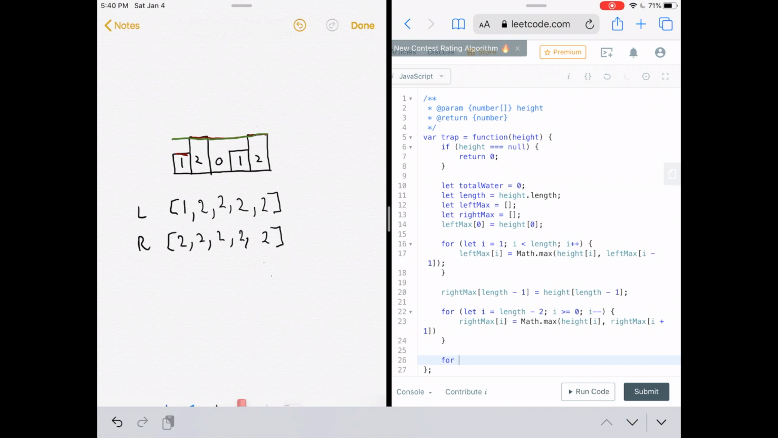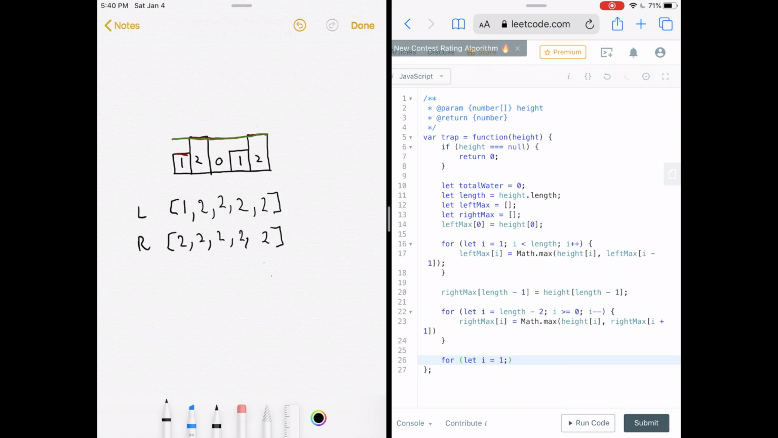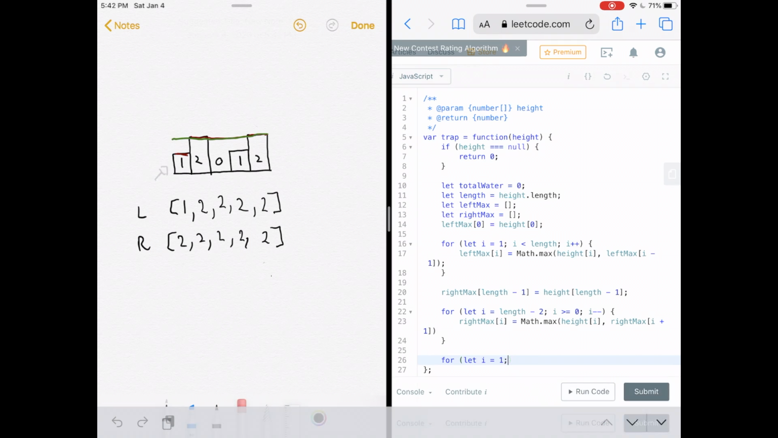So that would be for let i equal 1. Why are we starting at index 1? Well, if you think about it, the value at index 0 can never be added to the total. Why is that? If rain fell on it, it would all drain to the left side. And even if there were no building there, the same thing would happen because there's nothing to the left of it trapping it in. Let's continue. i is less than length minus 1, and then i plus plus.